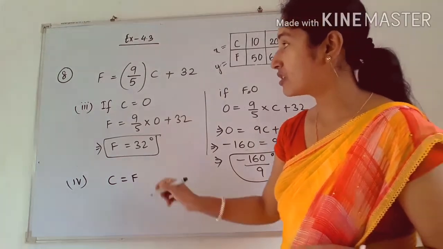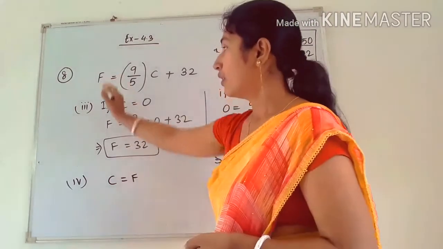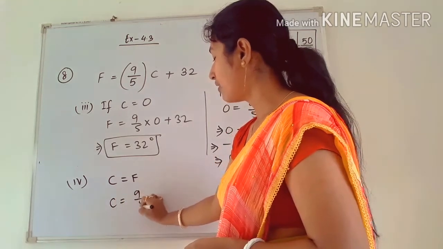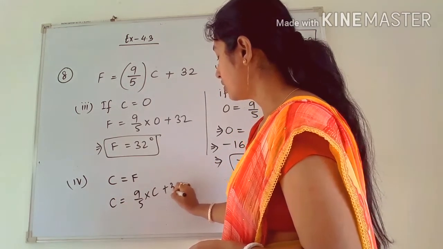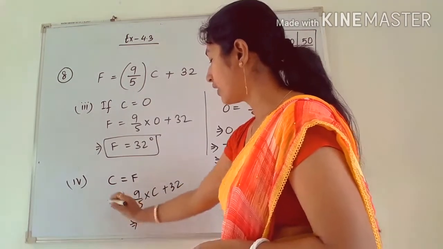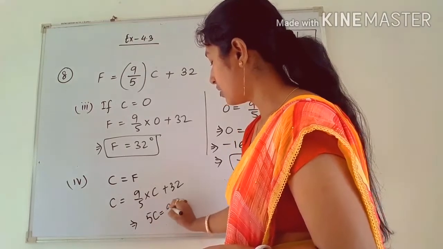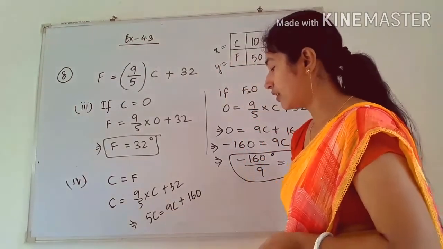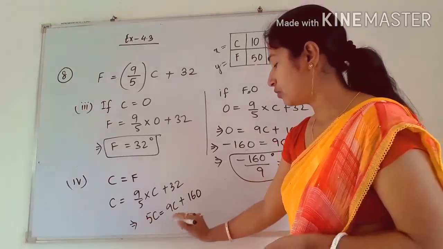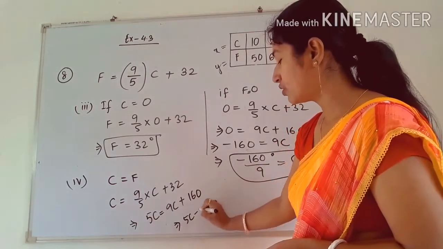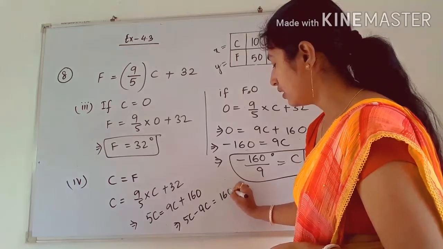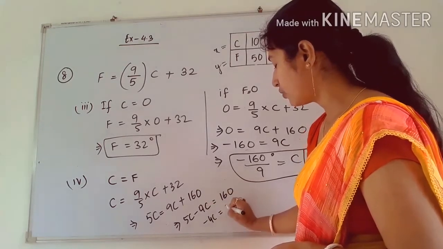So we will put C is equal to F. That way, in place of F I can write C, and 9 by 5 into C plus 32. By solving it we will get 5C is equal to 9C plus 160. Transfer 9C to that side, so 5C minus 9C is equal to 160. That will be minus 4C is equal to 160.